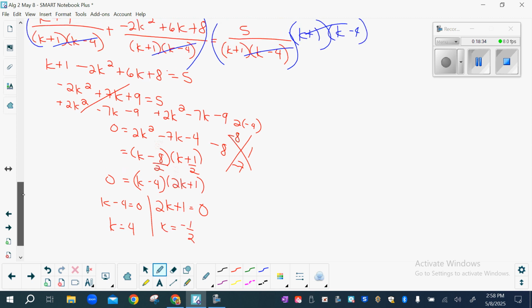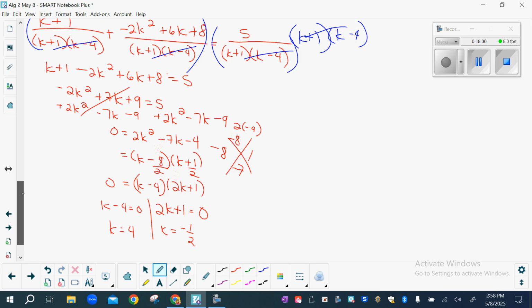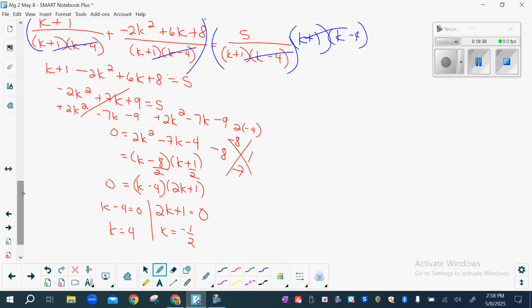Is either one of those a problem in our original? Will either one of those give us a 0 in the denominator? The 4 will. So the 4 is a problem. We cross it out. It's an extraneous solution. Our answer is just k equals negative 1/2.